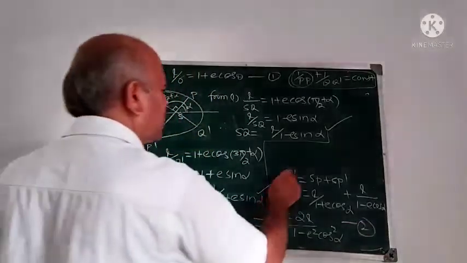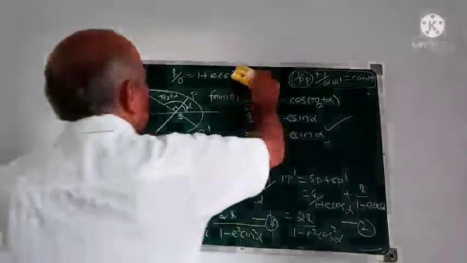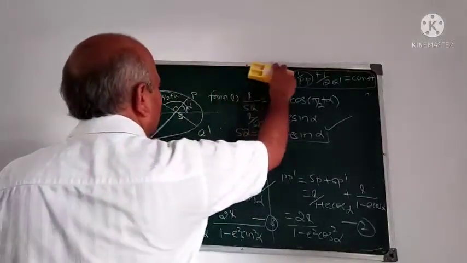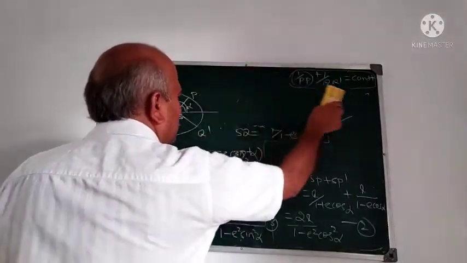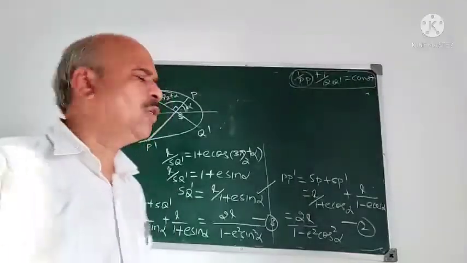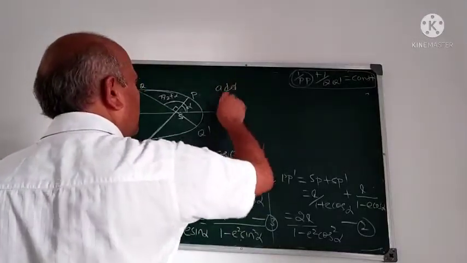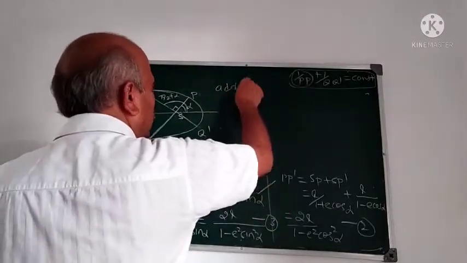What do you have to prove here? 1 upon P dash, that is, the sum of the reciprocals of two perpendicular focal chords is constant. So add 2 and 3.